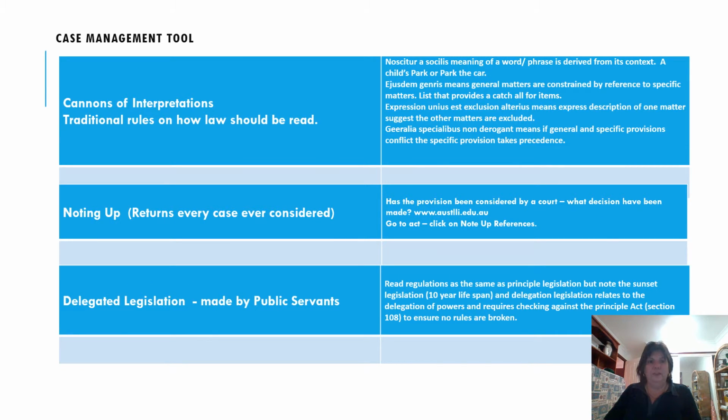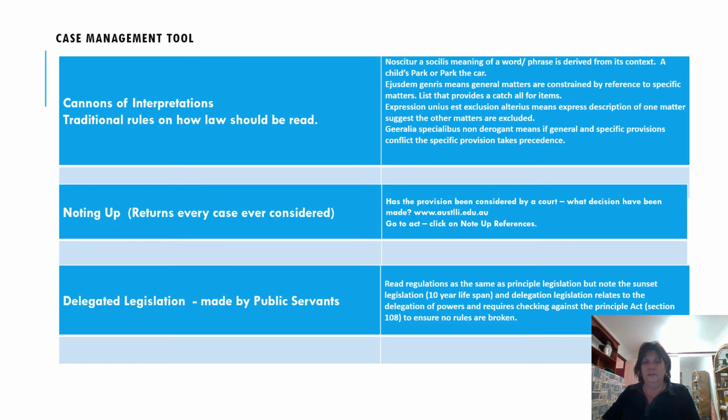Canons of interpretation are the traditional rules on how law should be read. There's Latin terminology for this. I've added a little summary to remind me of their meanings. Noting up returns every case ever considered. Has the provision been considered by a court? What decision has been made? You can use OSLI website to find noted up references.